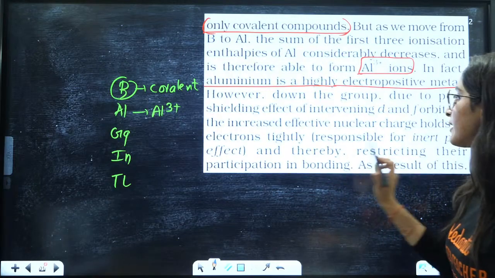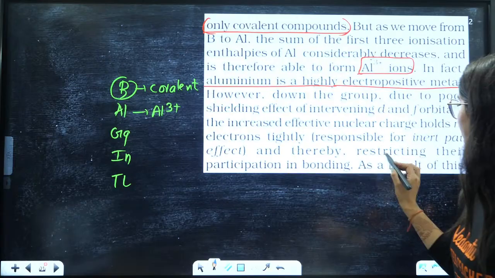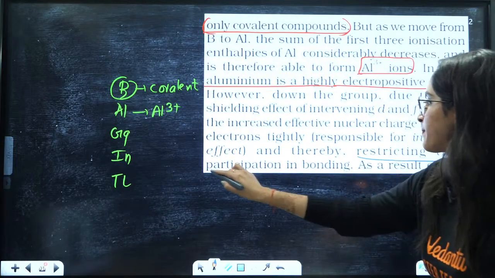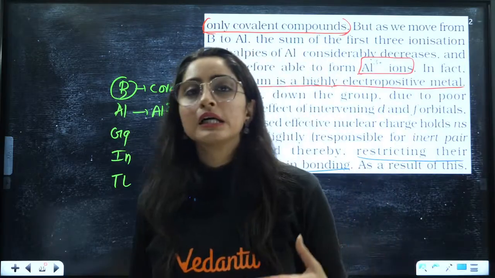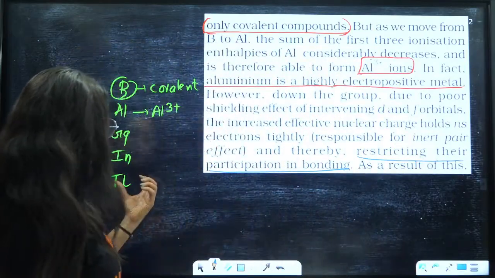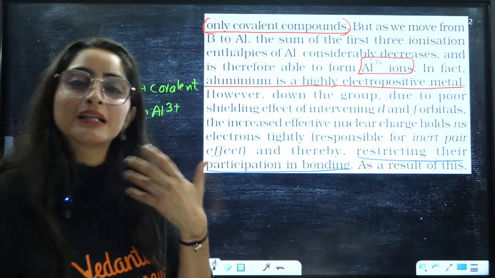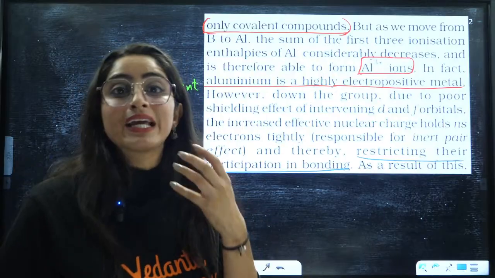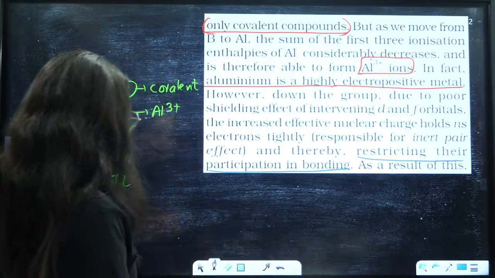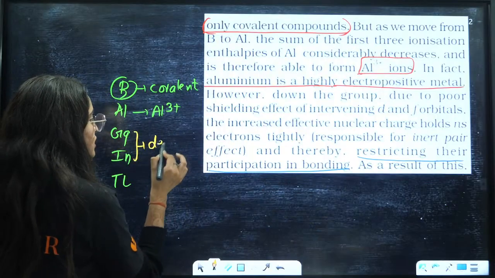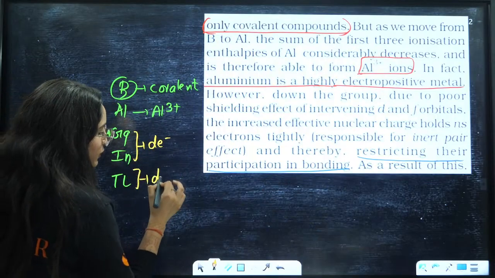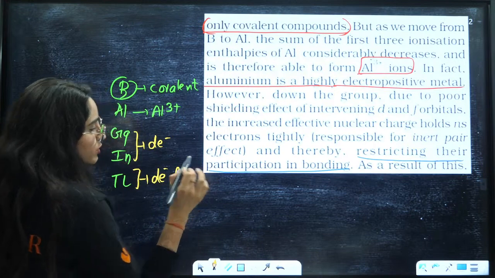That is the inert pair effect, which restricts their participation in bonding. You must have seen that for gallium, thallium, and indium, it is difficult to make ions. Why? Because of the inert pair effect. Here we have d electrons, and here we have the participation of d electrons and f electrons.